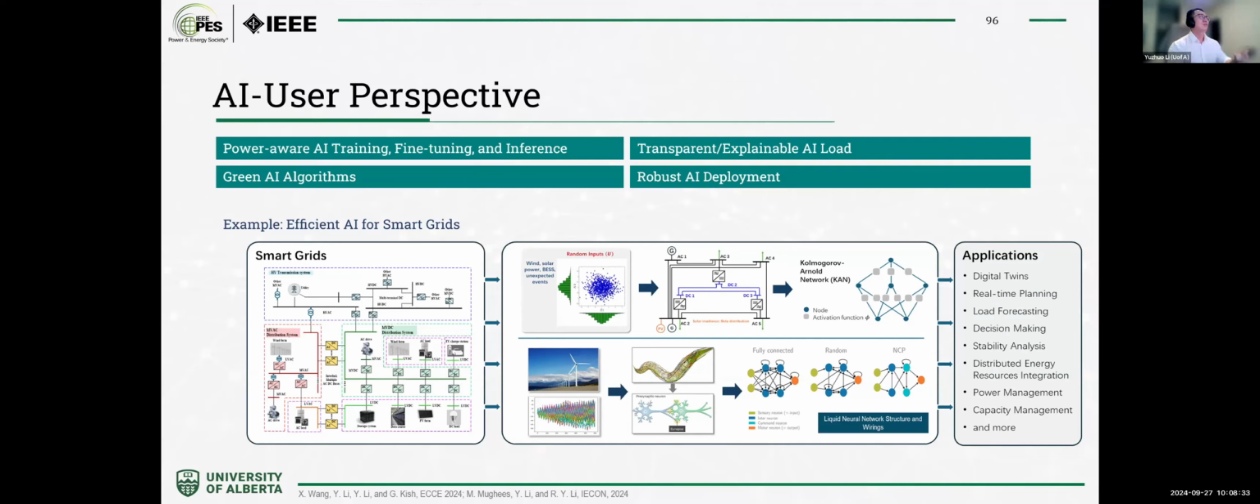And also we can look at the green AI algorithms, which means that we can develop or use efficient AI algorithms for our smart grid or power system. Here shows a very recent research from our group studying two very special algorithms. One is called KAN. This is quite famous in recent months, and another is called liquid neural network. They are very small but very powerful, and consume considerably less power, and they can be used as efficient AI for the smart grid.